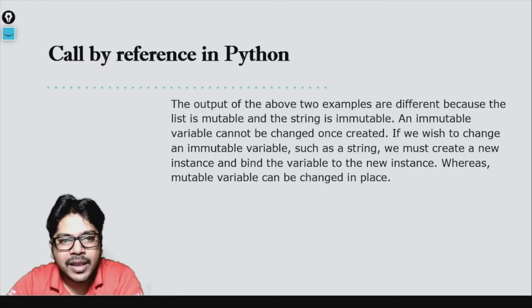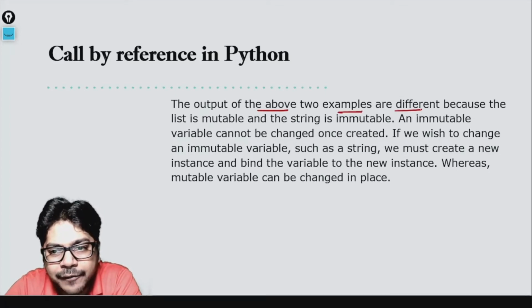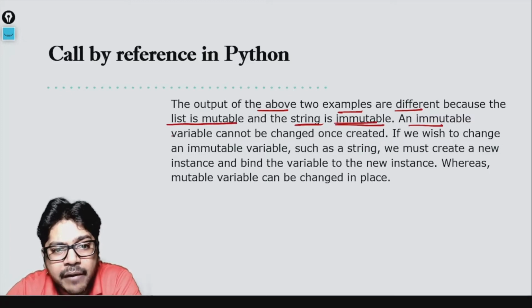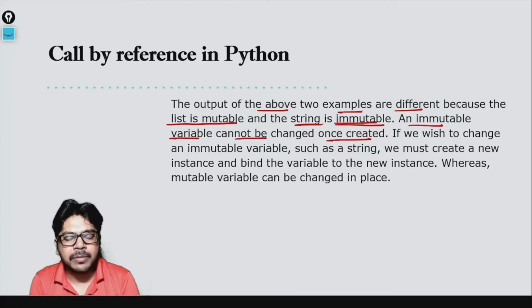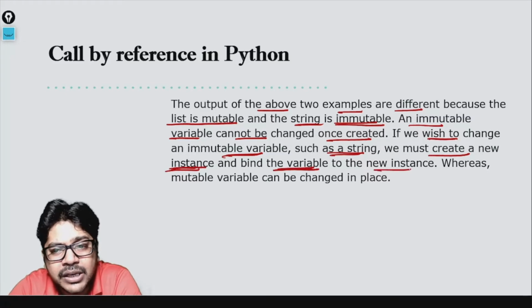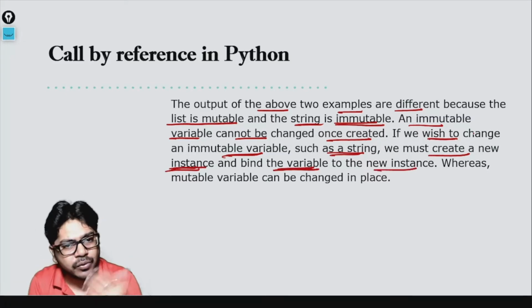The output of the above two examples are different because list is mutable and string is immutable. An immutable variable cannot be changed once created. Once you have created an immutable variable, you cannot change that. If it is a dire necessity that you have to change an immutable variable, such as a string that you have created, you must create a new instance and bind the variable to the new instance. You create a new one and bind it to the new one that you created.